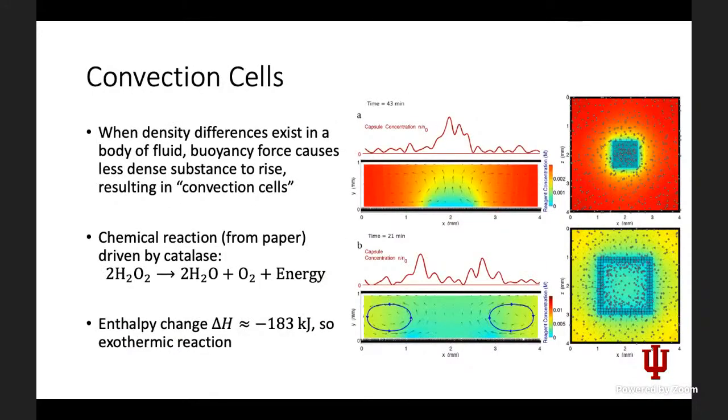And convection cells are also what we're looking at. This is the same picture from the paper again, where this is the chemical reaction they have. And it's exothermic, so there is a little bit of heat. They don't go into much detail on the heat influence. They focus on the buoyancy effects in diffusion more so.